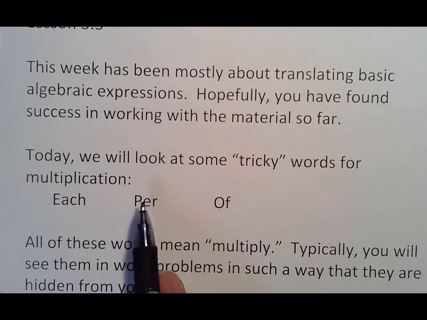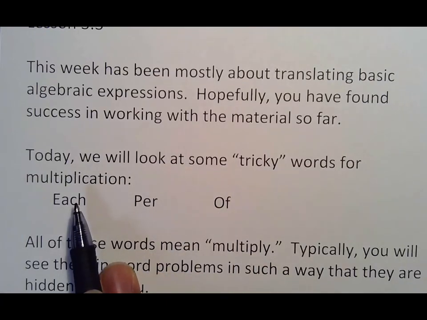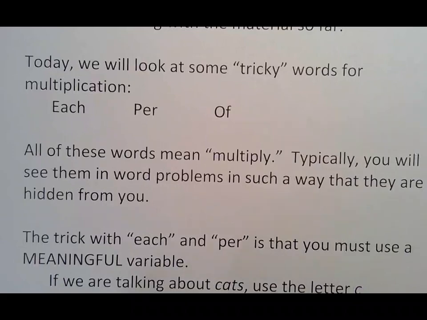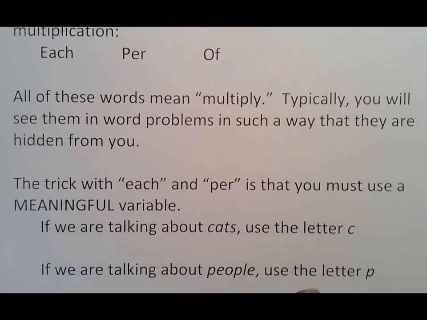Each, per, of. Each could also be every, but each, per, and of all mean multiply. Typically you'll see them in word problems in such a way that they're kind of hidden from you. That's why I call them the trick words.